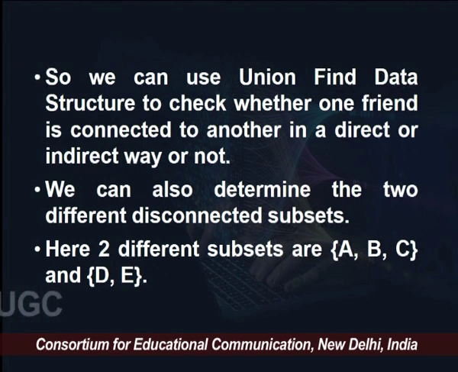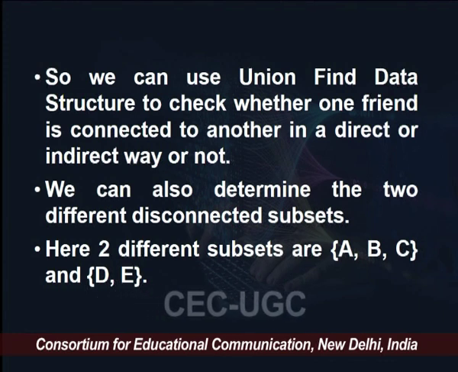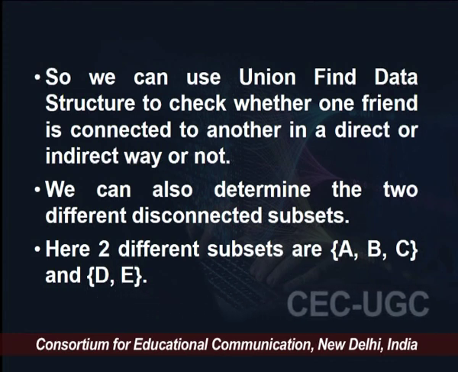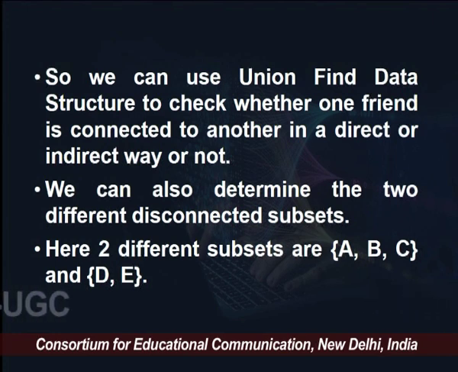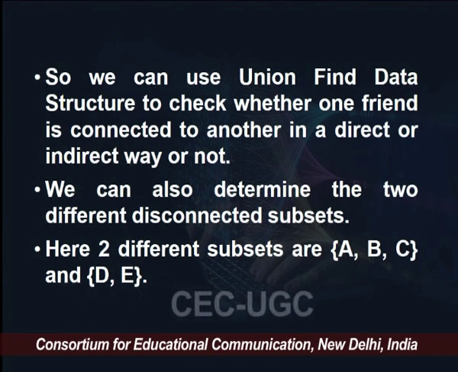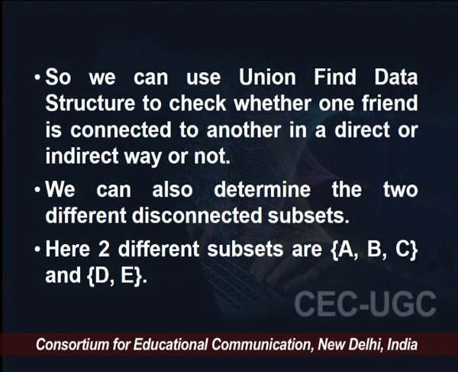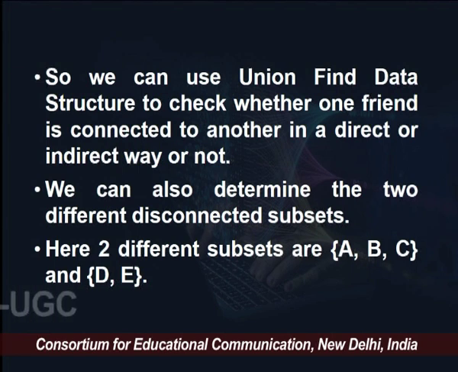So, here two different subsets will be kept as A, B and C is going to be the one subset, and D is the friend of E. So, D and E is going to be another subset. Now, how are we going to check whether the elements are friends to each other directly or indirectly?